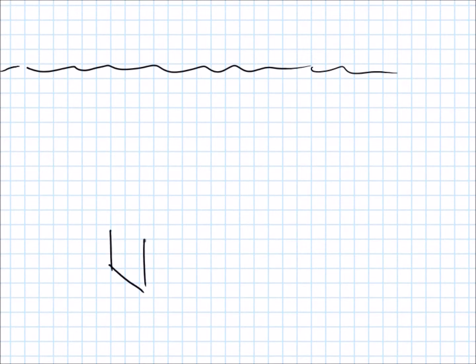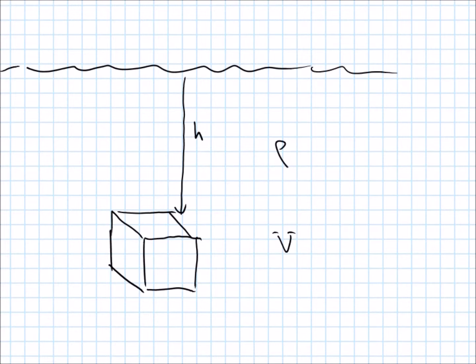So we'll have some water, maybe fresh water, like a lake or something, and we're submerging a cube. We know the volume of this cube. We know how far down we submerged it. This is often called H, which seems a little backwards to me, but whatever. So we know the depth, we know the density of the water, and we know that we're on Earth around sea level, so the pressure out here is atmospheric pressure.